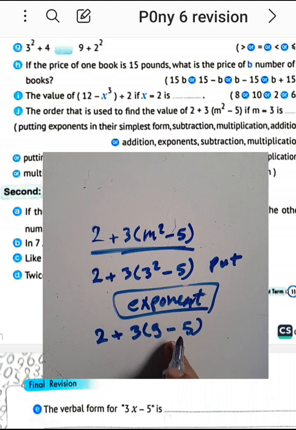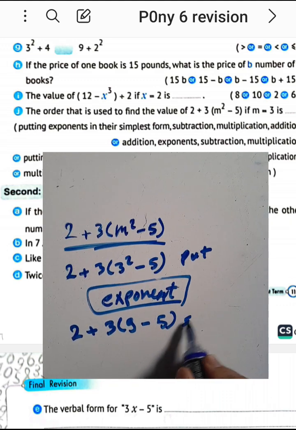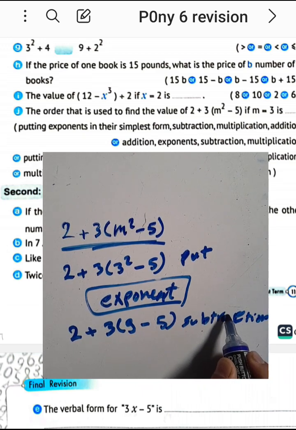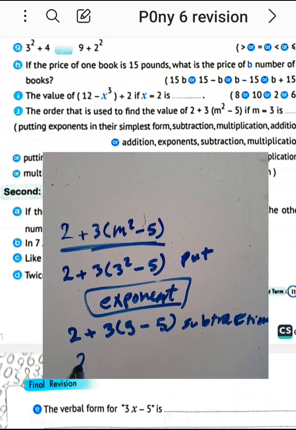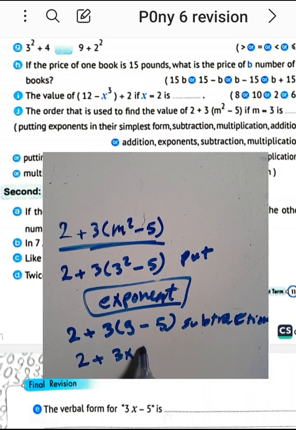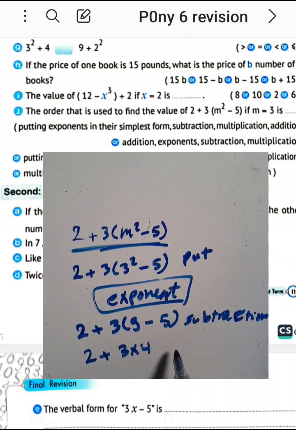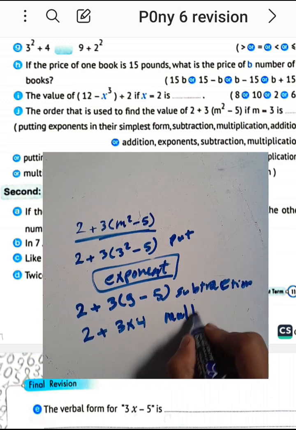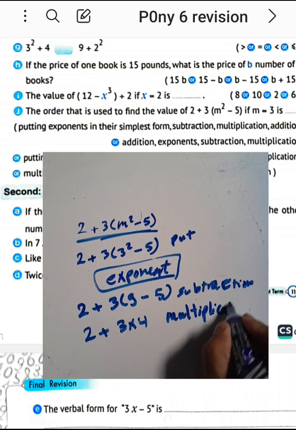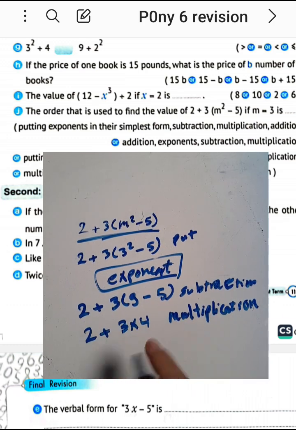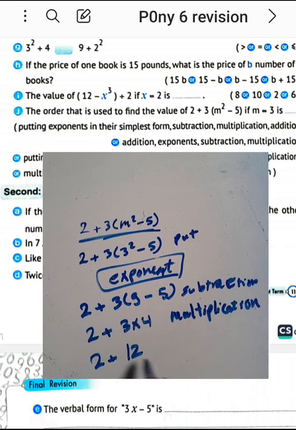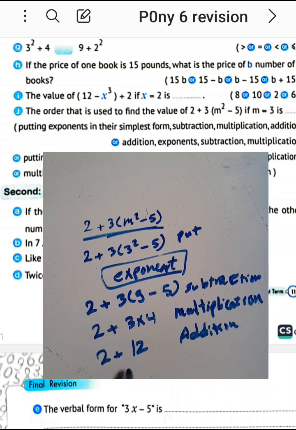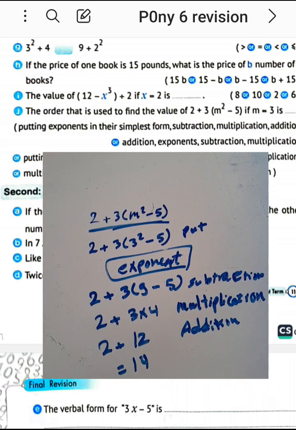Then the next step here, subtraction. 9 minus 5 equals 4. And the next step here, multiplication. Write multiplication. Then 2 plus 3 times 4 equals 12. Then addition. 2 plus 12 equals 14. The result will be 14.